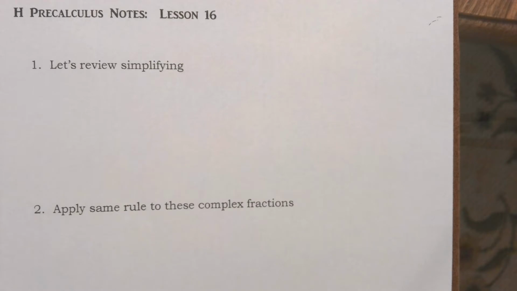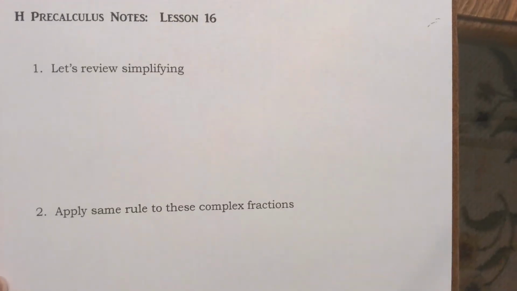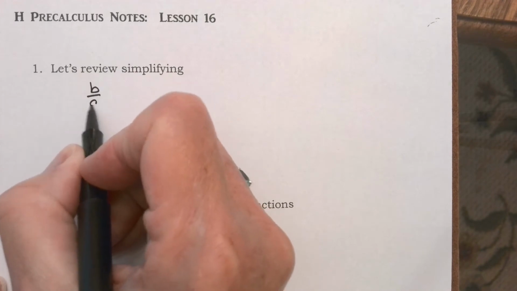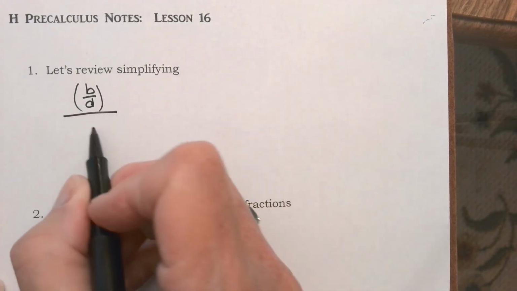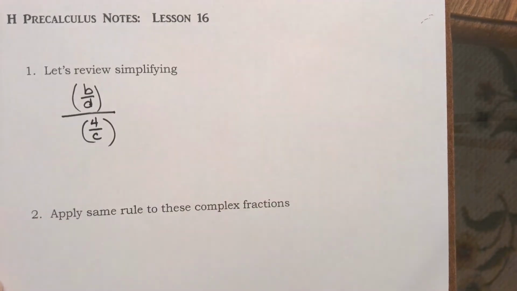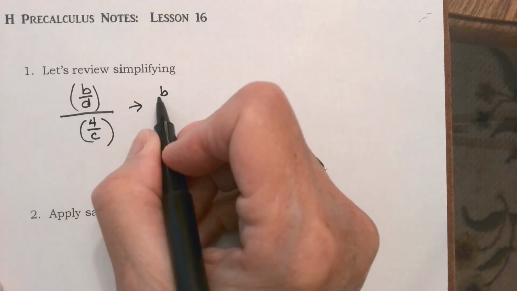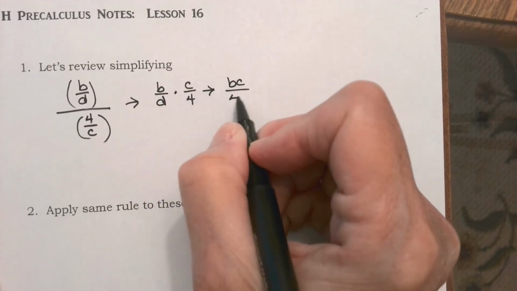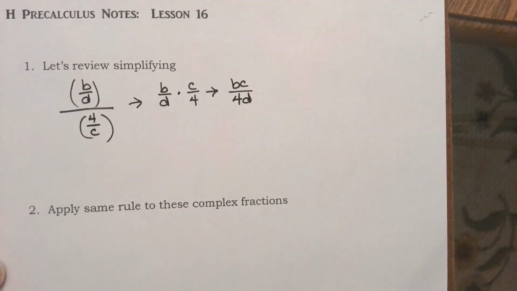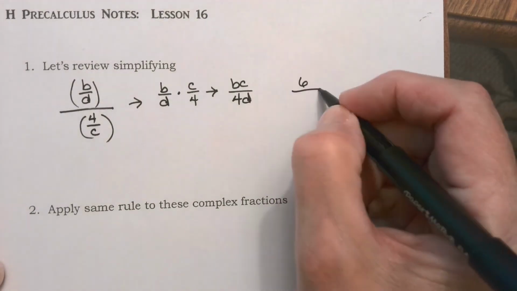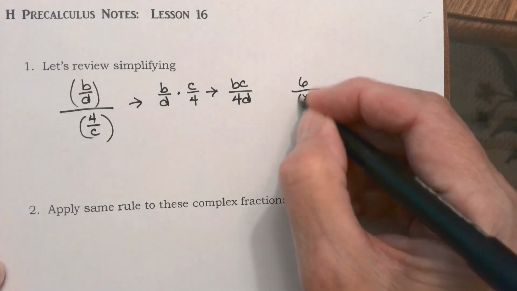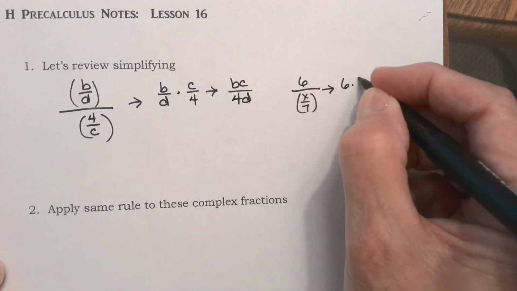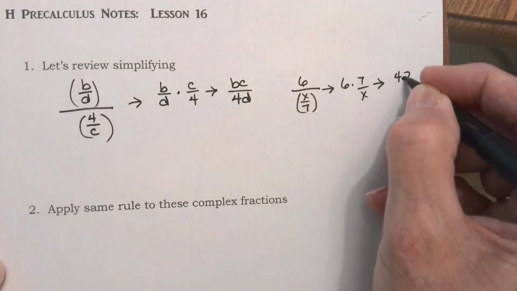Okay, for lesson 16, first of all, we want to start off by reviewing some simplifying of complex fractions. So like if I have b over d, and I divide that by 4 over c, you know that the rule is that you do b over d times the reciprocal of the bottom. So you would get bc over 4d. Okay, so if you have 6 over x over 7, then you would have 6 times 7 over x. So that would be 42 over x.